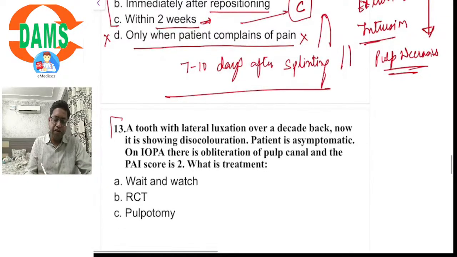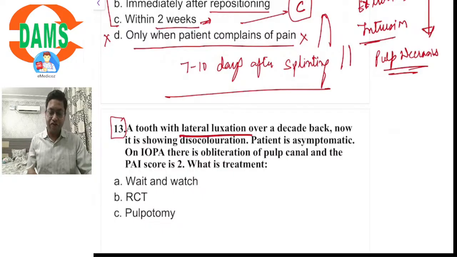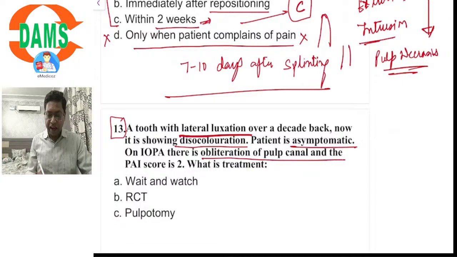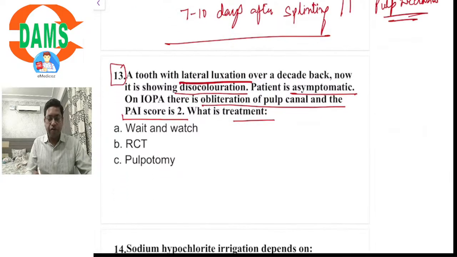Coming over to question number 13. A tooth with lateral luxation. So many questions related to dental traumatology. Lateral luxation over a decade back now is showing discoloration. Means the tooth is becoming non-vital now. The patient is asymptomatic. On IOPA, there is obliteration of the pulp canal and the periapical index score is 2. What is the treatment? Wait and watch, RCT, pulpotomy.